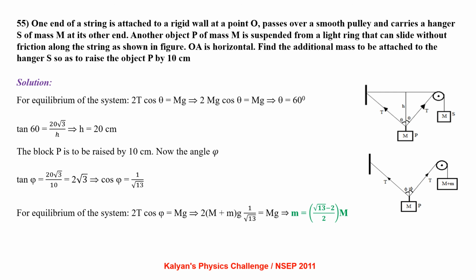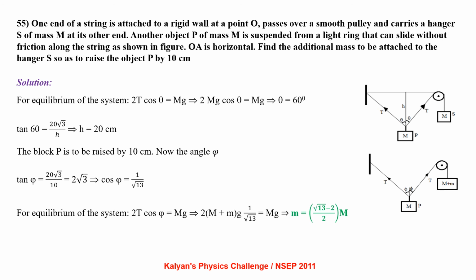One end of a string is attached to a rigid wall at point O, passes over a smooth pulley and carries a hanger S of mass capital M at its other end. Another object P of mass capital M is suspended from a light ring that can slide without friction along the string as shown in figure. OA is horizontal. Find the additional mass to be attached to the hanger S so as to raise the object P by 10 cm. For equilibrium of the system, 2T cos theta equal to mg, that is 2mg cos theta equal to mg, theta equal to 60 degrees.